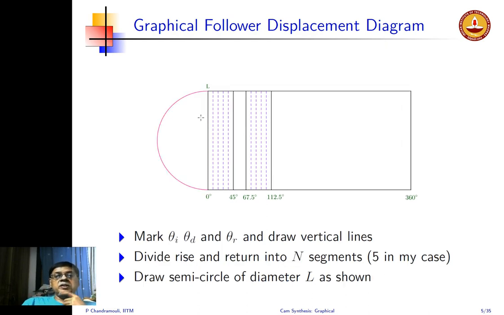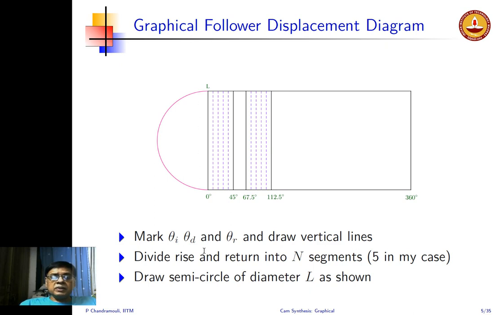All right. The next thing we do is draw to the left of this box. Please remember that this semicircle is drawn only for construction of simple harmonic motion. So I'm assuming both rise and return are simple harmonic so that my life is simple. We draw a semicircle whose diameter is this rise. The diameter of this semicircle is 20 millimeters, which I have taken to be the lift in my case, or L in a more general case. Then of course we have already marked theta I, which is 45, theta D, which is 67.5, and theta R, which is 112.5, right?